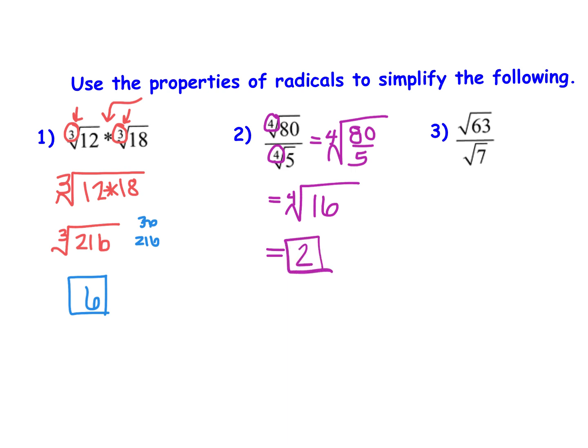Now if we look at this third example, you'll notice that there's not a number in the root, but remember, when there's not a number, these are really implied square roots. Again, we have the quotient property of radicals. Because both of these radicals have the same root of 2, they can be combined into one, so it's the square root of 63 over 7. I know that 63 over 7 simplifies to 9, so this is the square root of 9. And we know that the square root of 9 is 3, because 3 times 3 is equal to 9.